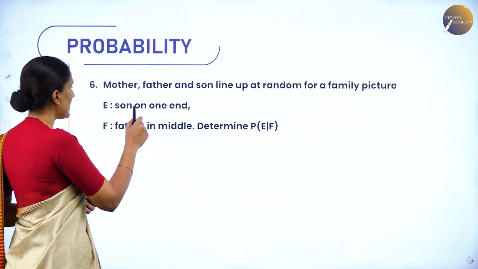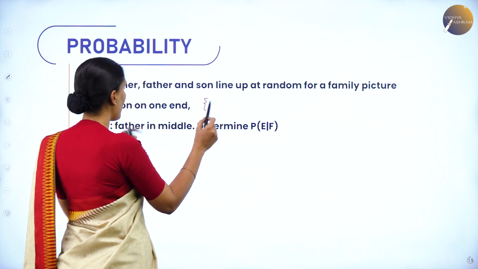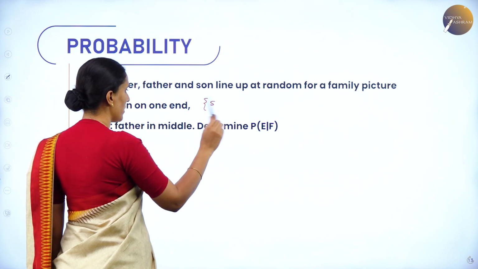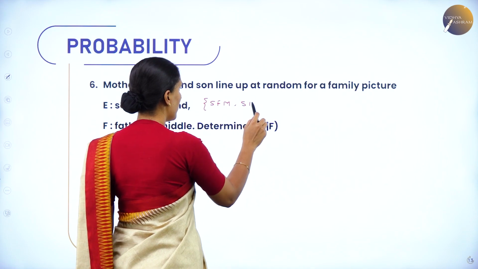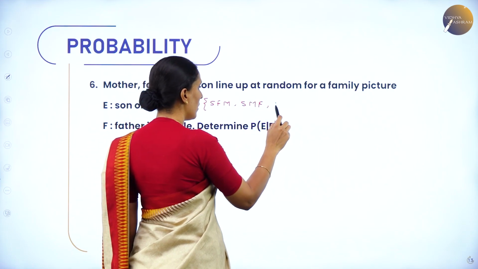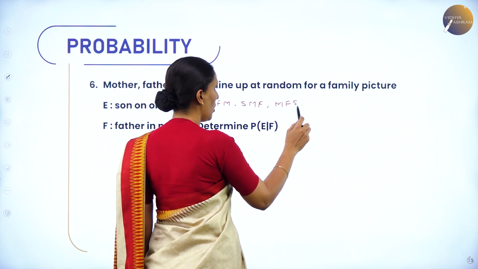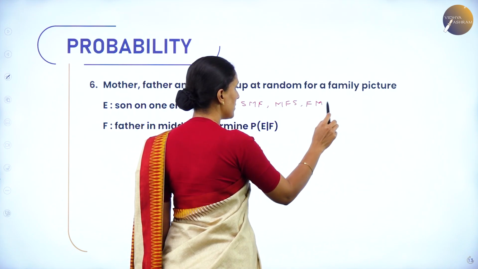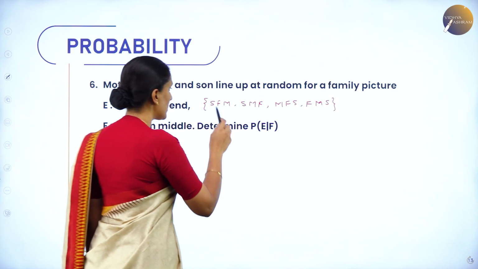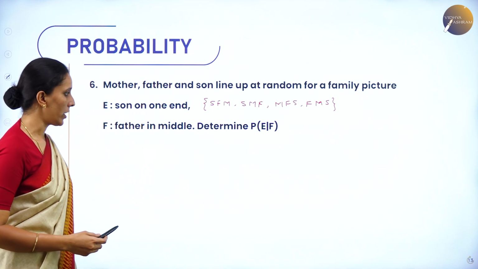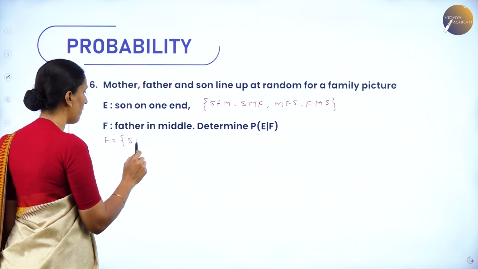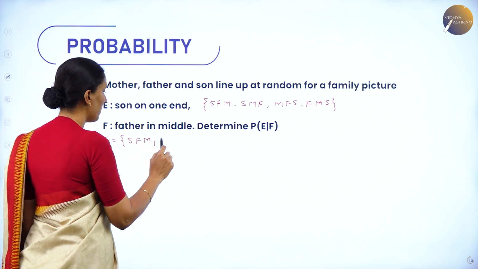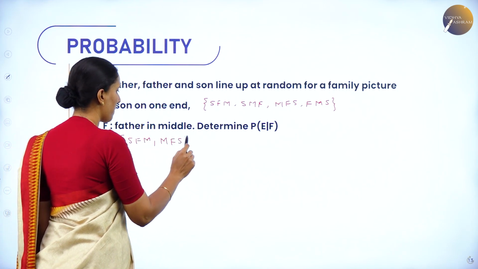So the set E can be written as son at the corners. So father, mother, son, or son, mother, father, or mother, father, son, or father, mother, son. So son should be at any one of the corners. Now set F can be written as son, father, mother, or mother, father, son.